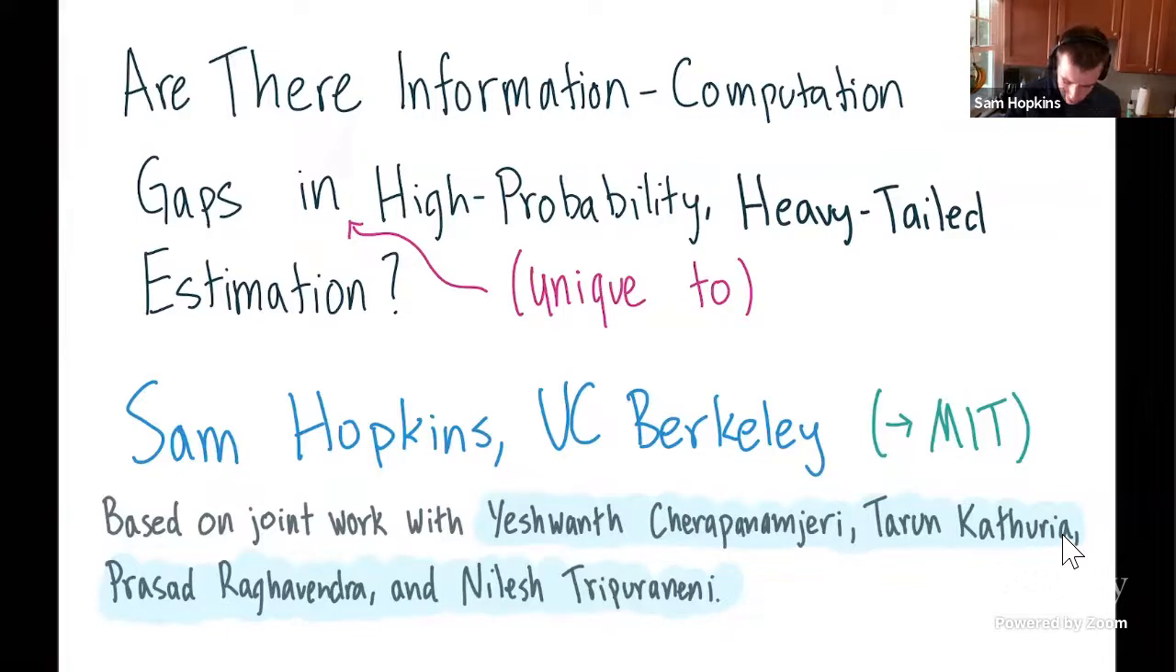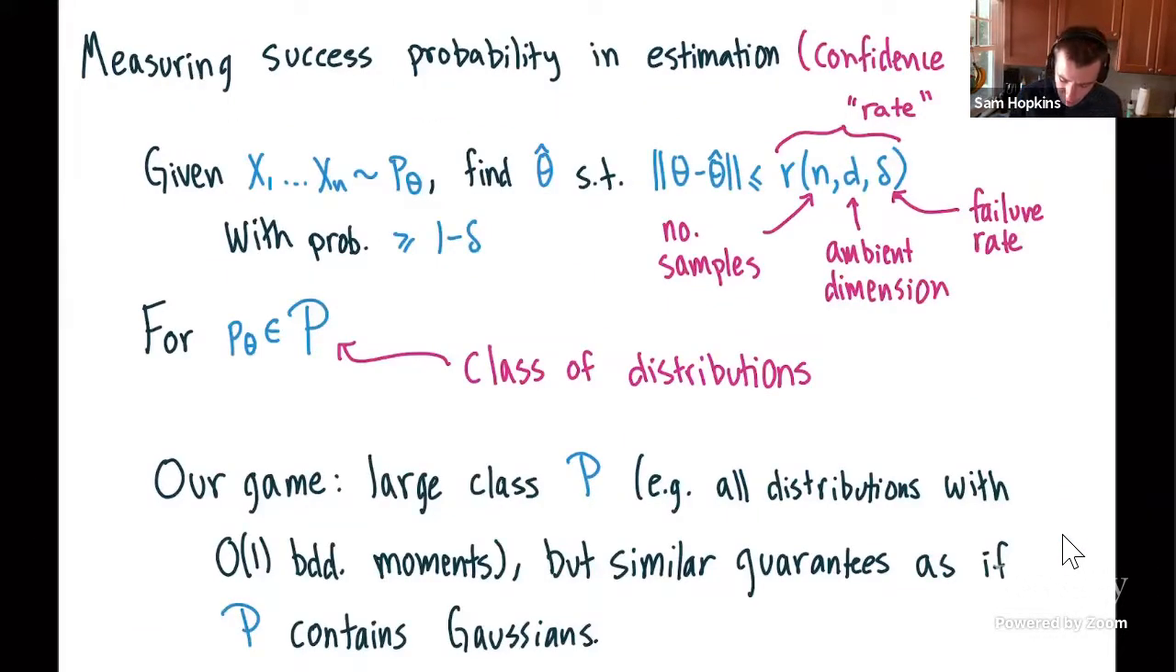So the game that we're going to be interested in is high probability estimation in high dimensions. For statisticians, this is estimation where we pay attention to confidence intervals. Generically, abstractly, the game will be this: given some number n of independent samples from some high dimensional probability distribution p theta, parameterized by some parameters theta, estimate these parameters by some theta hat, which is close to theta in some norm, where close is measured by some number that I will call the rate, the error rate. We'll think of the rate as depending on the number of samples, the ambient dimension of these samples, and the probability with which we are willing to fail. This rate R is also the radius of a 1 minus delta confidence interval.